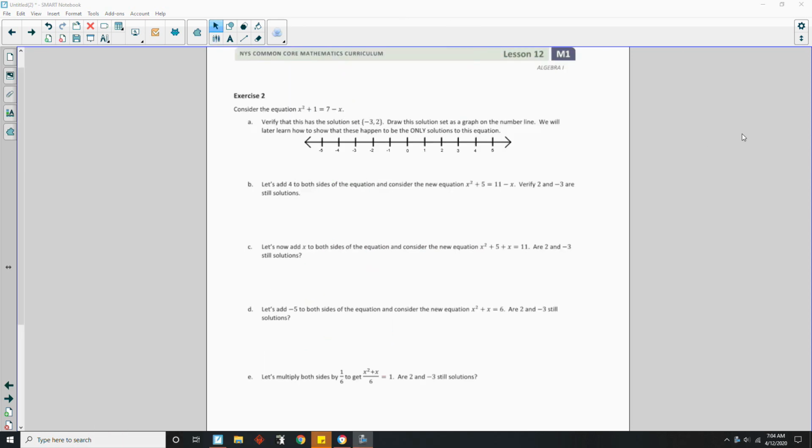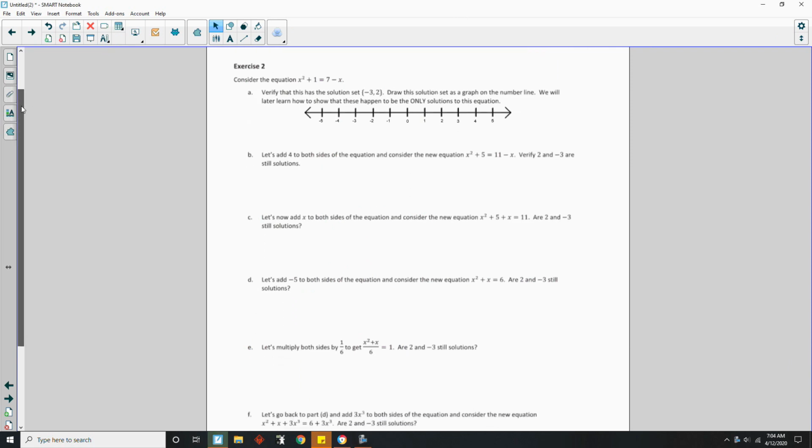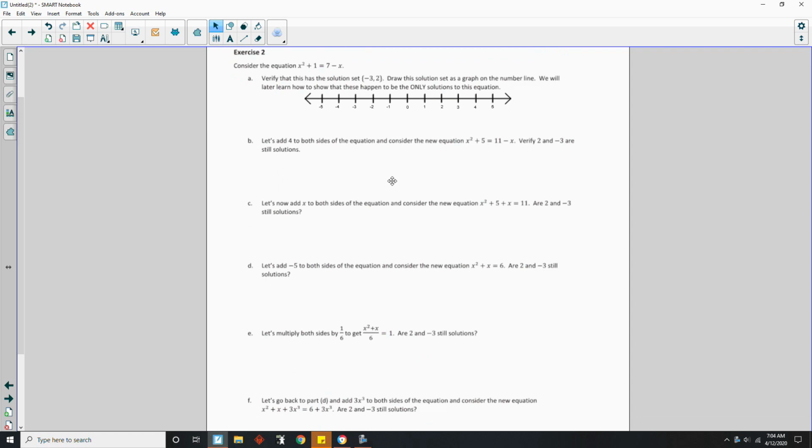Okay, page 2 brings us to exercise 2. Since they're exercises, you should probably pause the video, try these on your own, and then come back and see if you could do them. Okay, exercise 2 says to consider the equation x squared plus 1 equals 7 minus x.